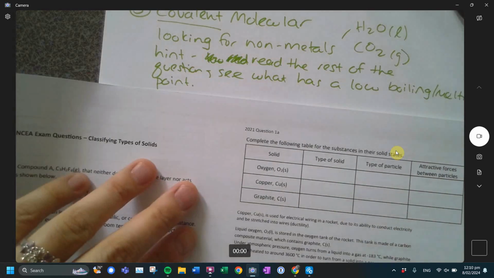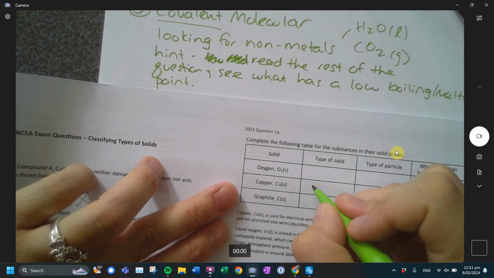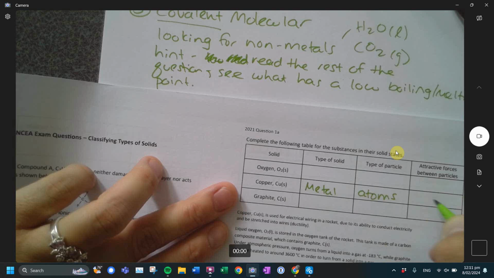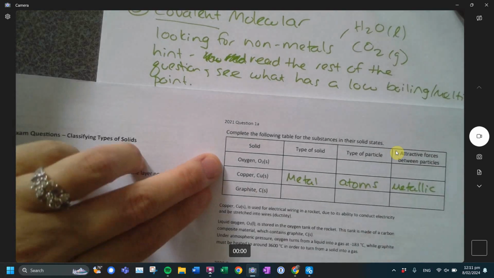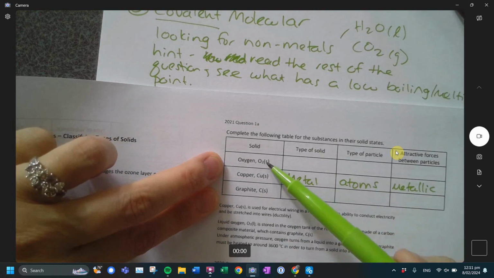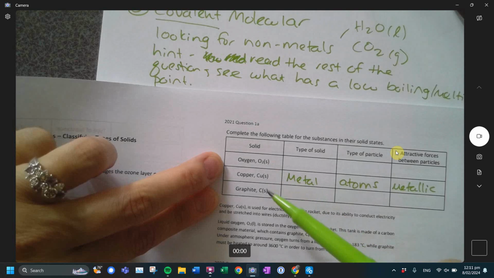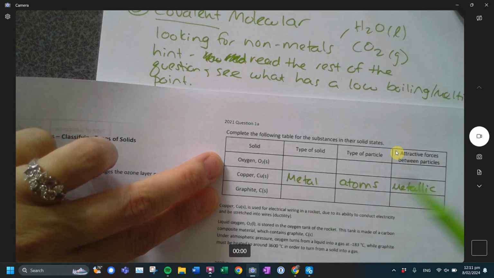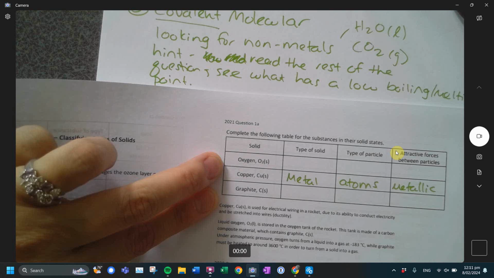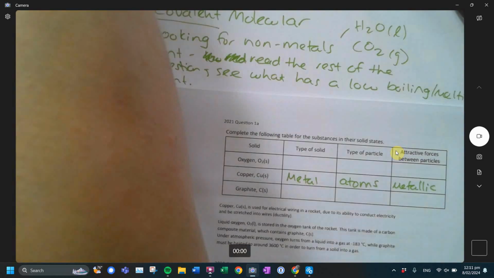So, like I said, we knew what copper was. We knew that one was going to be a metal. We know the particle that makes it up is atoms. And we know the attractive forces is a metallic bond. Now, we have oxygen and we have graphite. Both of these are nonmetals. In this case, we are talking about the solids. They're all in the solid state. And what I'm trying to figure out is which one is the covalent network and which one's the covalent molecular. It is very unlikely in these questions they will give you two of the same because they want you to compare and contrast. So, like I said, we're going to have to read the rest of the question to find hints. I'm just going to grab a marker.